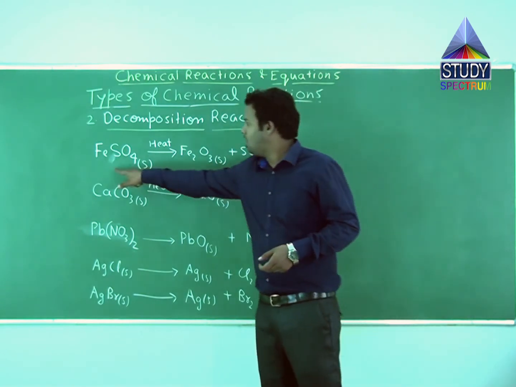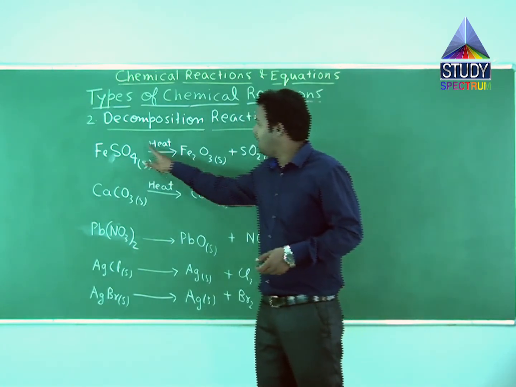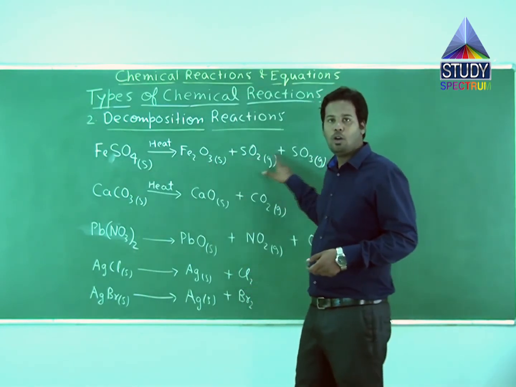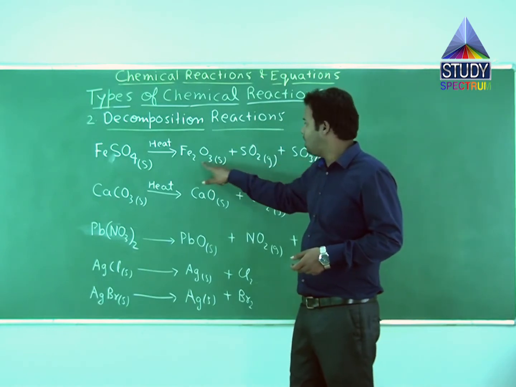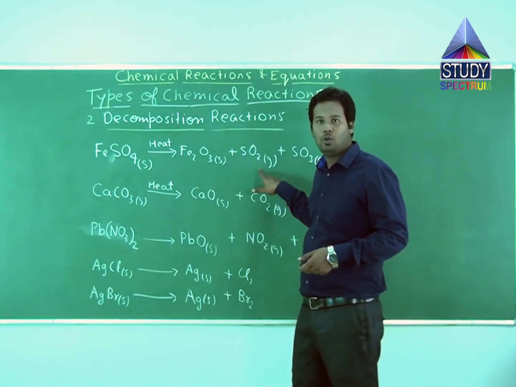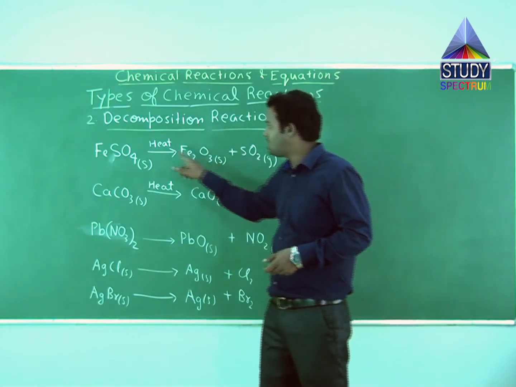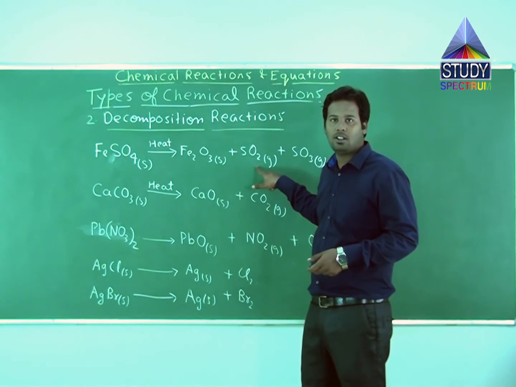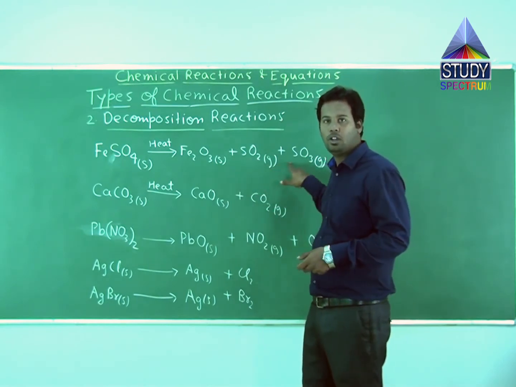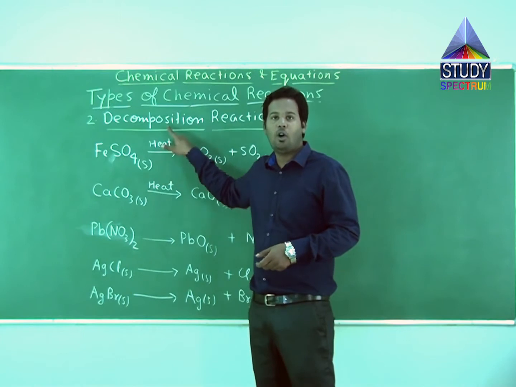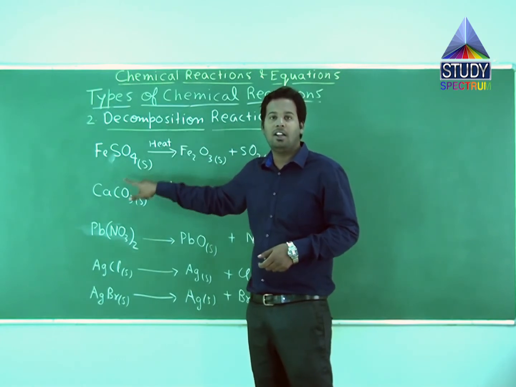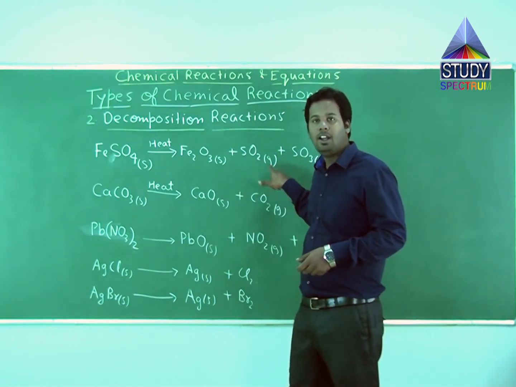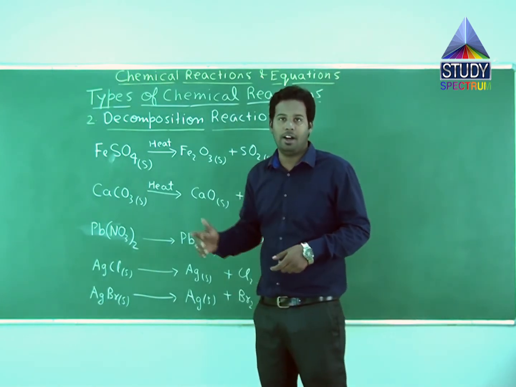Now if you see this reaction carefully, a single reactant on heating is being converted into two or more products. The first one is Fe2O3, the second is SO2 and the third one is SO3. It means a single reactant is being broken into simpler substances like Fe2O3, SO2 and SO3 when heated. That is what decomposition reaction means: a single reactant being converted into two or more products when heated or applied with the conditions required.